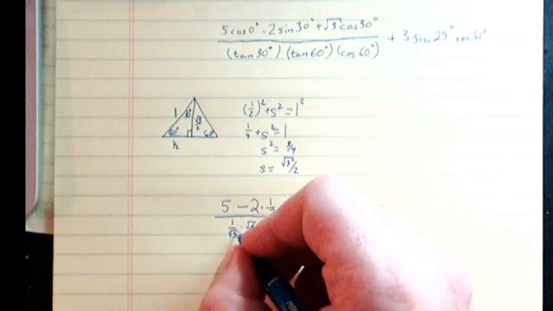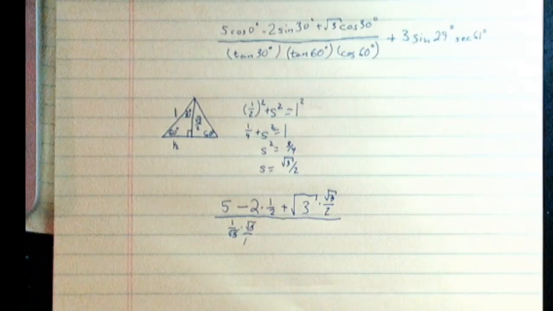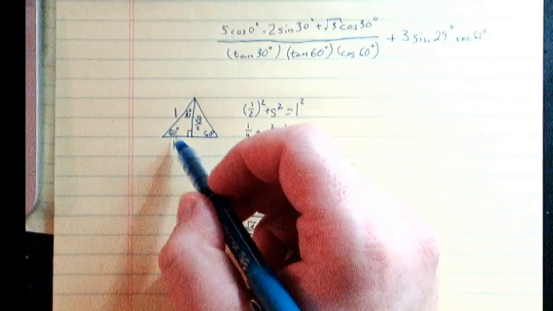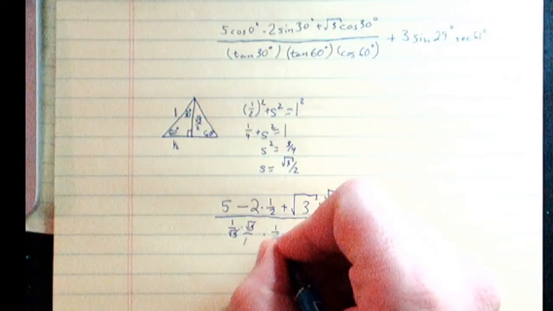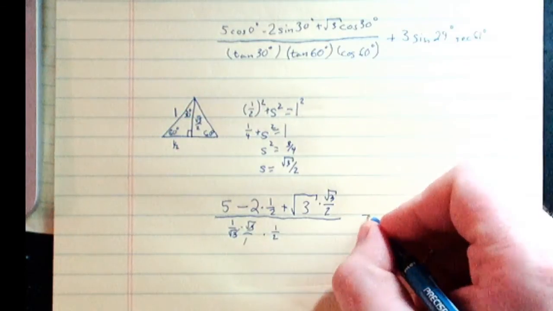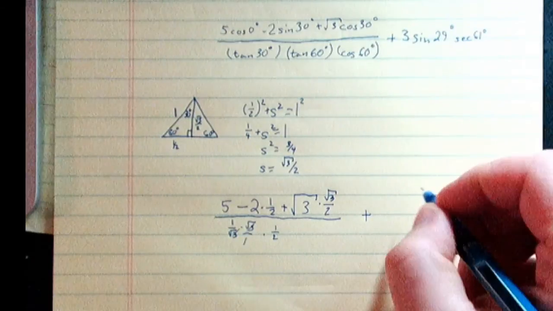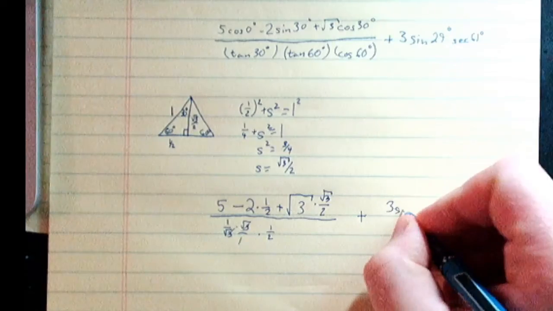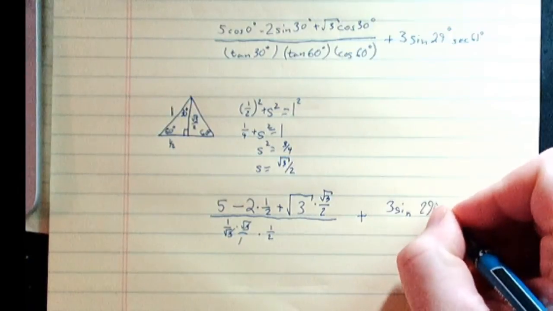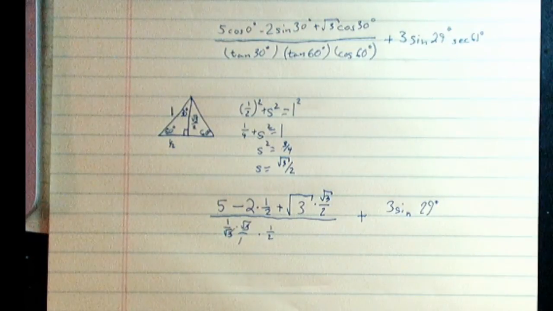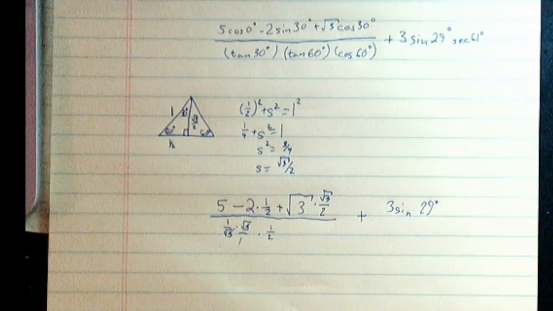So these just cancel, and we'll talk about that more in a minute. Times finally cosine of 60 degrees, which is 1/2 over 1 times, which is just 1/2. Plus, now here we have a bit of a trick. We have 3 sine 29 degrees. And 29 degrees is not one of those angles that we know offhand. 29, unfortunately, really is a special one.